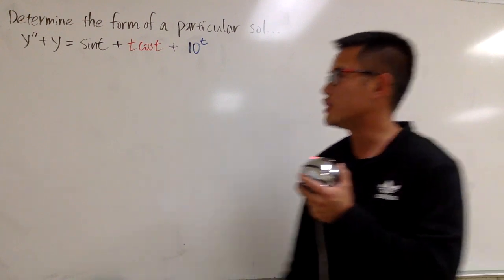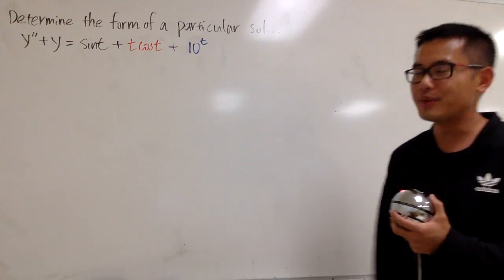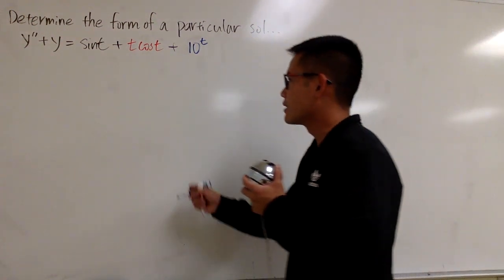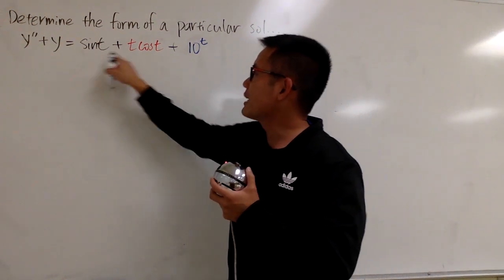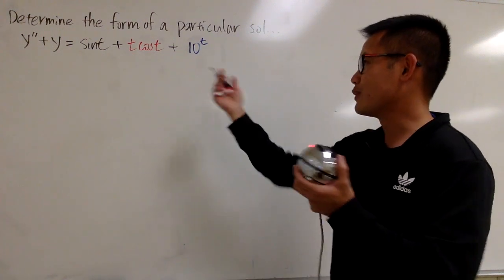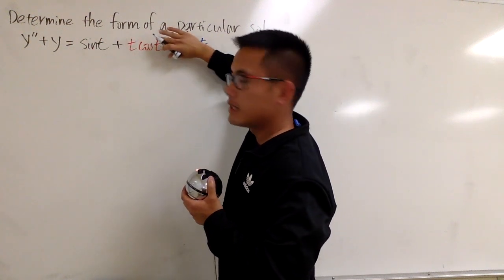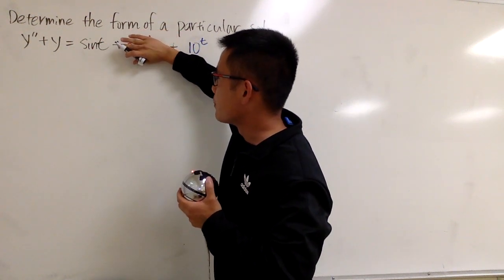However, at the end, be sure you check for yh. Be sure you multiply by t if necessary. So let's get to work. And you see, I have this in black, in red, in blue, so I will do the coloring accordingly as well. Anyways, based off of sine t, ignore this at the moment, all right? Just ignore this for the moment.